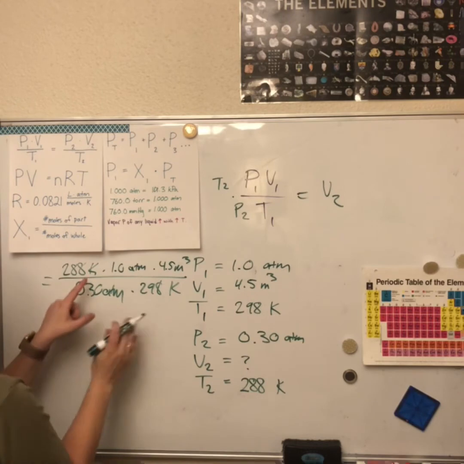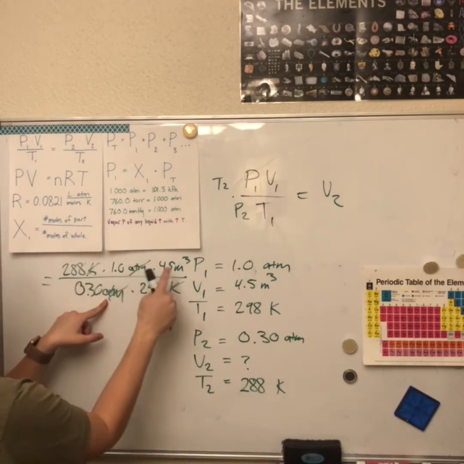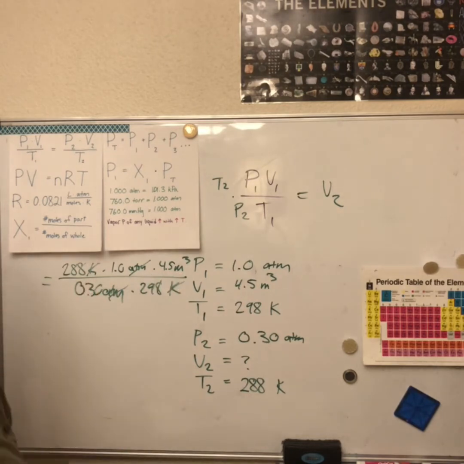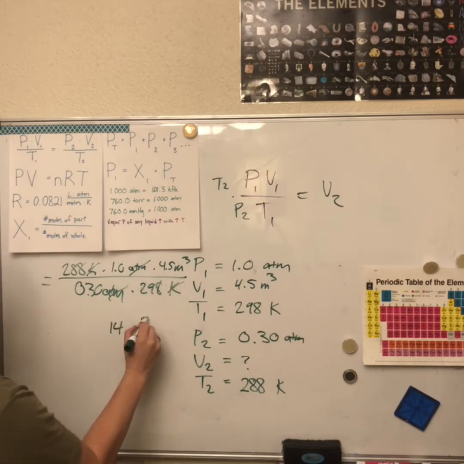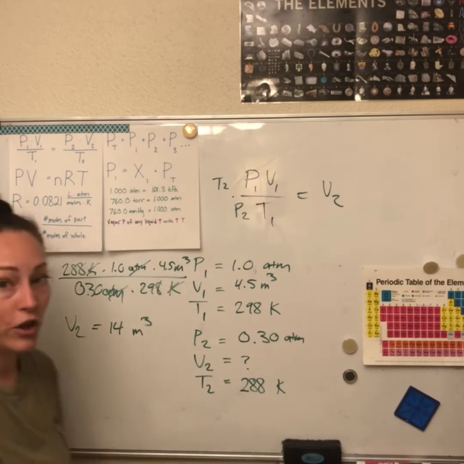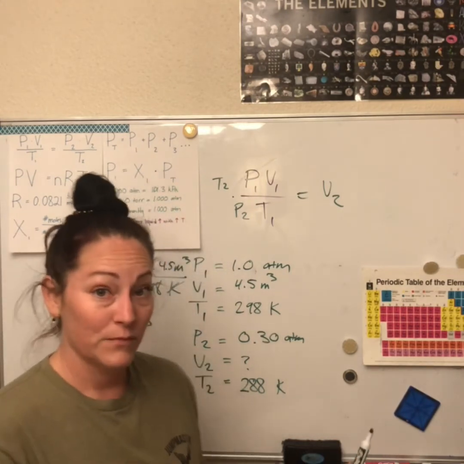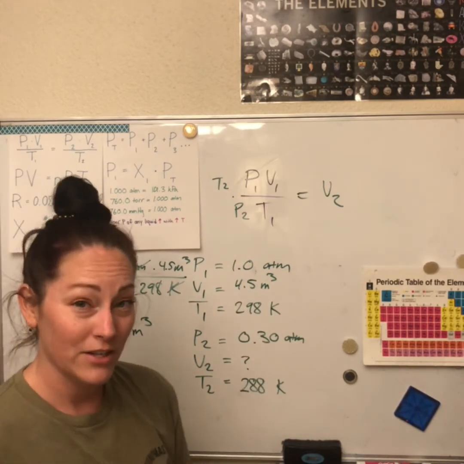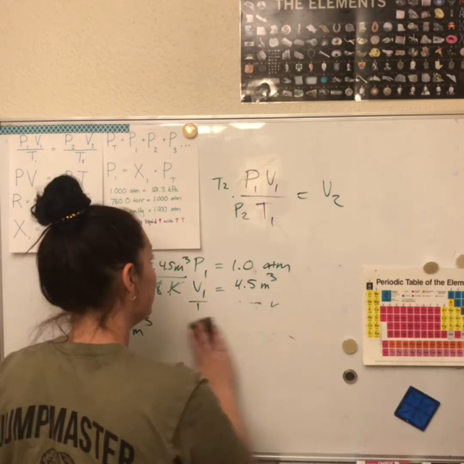So go ahead and look at your units. Your Kelvins cancel, your atmospheres cancel, which is good because you need a volume, and that's your volume unit. If you crunch through all of this, you're going to end up with 14 meters cubed for that new volume of the gas in the balloon. So really, it's just identifying what numbers you have, which one you're looking for, making sure all of your units are correct, and just plugging them in. Okay, so let's try another one.